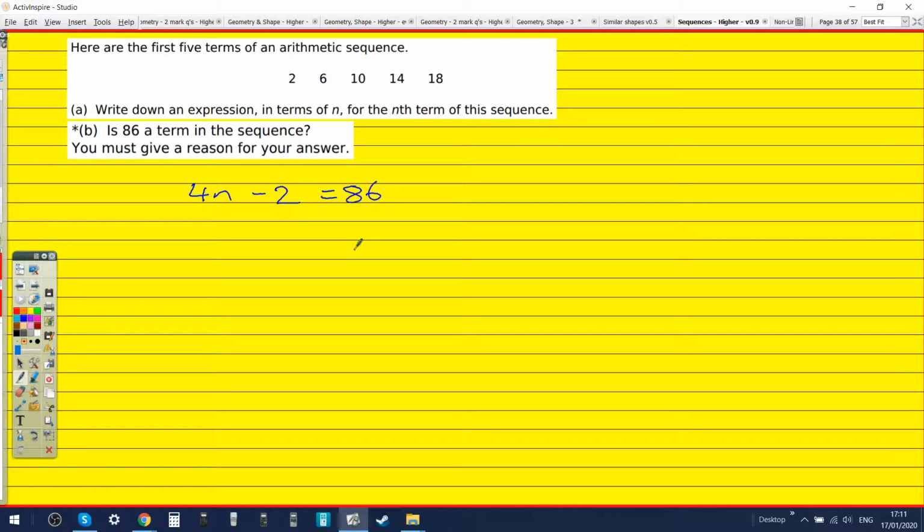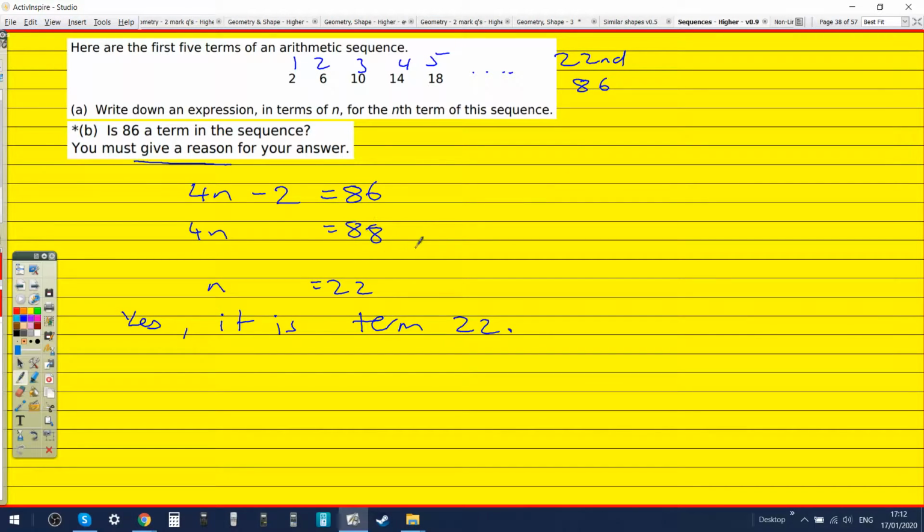So plus 2 on both sides gives you 88. The 88 divided by 4 gives us 22. So is it in the... No. Why not? Because 18 plus 6 isn't 22. The answer is yes. Oh yeah, sorry, 18 plus 4 is... Okay, sorry. It's term 22. It's the 22nd term. So if you've got like first, second, third, fourth, fifth, if you go for long enough, the 22nd term will be 86.